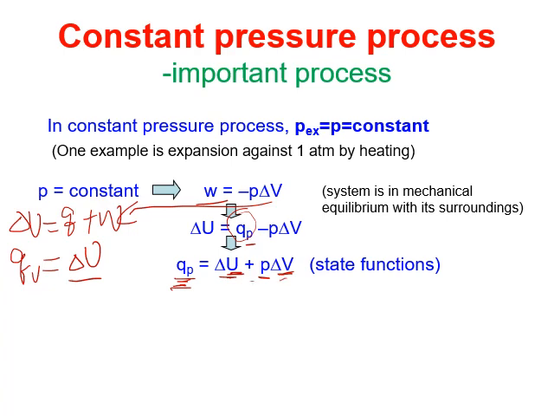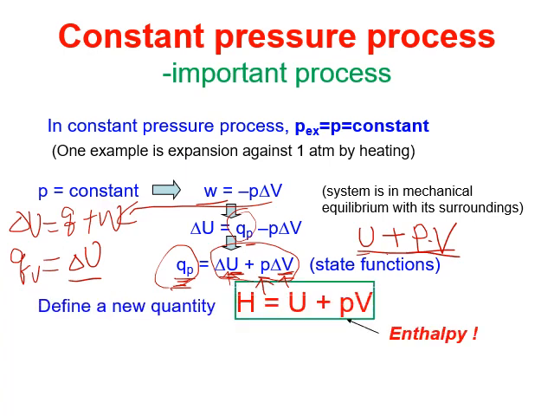Note that these are the changes. If we combine them as a function, U plus P times V, because here we have P times delta V and pressure doesn't change at constant pressure, then U plus PV is a state function that relates to the heat change. So we define a new state function and call it enthalpy. Enthalpy is U plus PV.